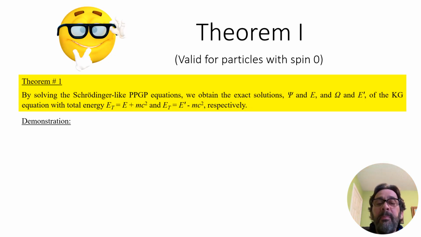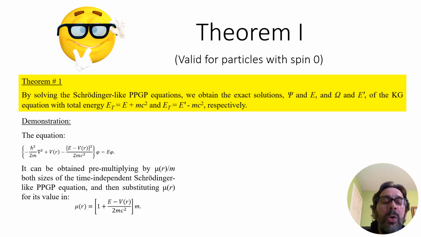Theorem 1, valid for particles with spin 0. This theorem relates the solution of the Klein-Gordon equation with the solution of the Schrodinger-like PPGP equations. Theorem number 1: by solving the Schrodinger-like PPGP equations, we obtain the exact solutions psi and psi prime of the Klein-Gordon equation with total energy E plus mc² and E prime minus mc², respectively. Demonstration.